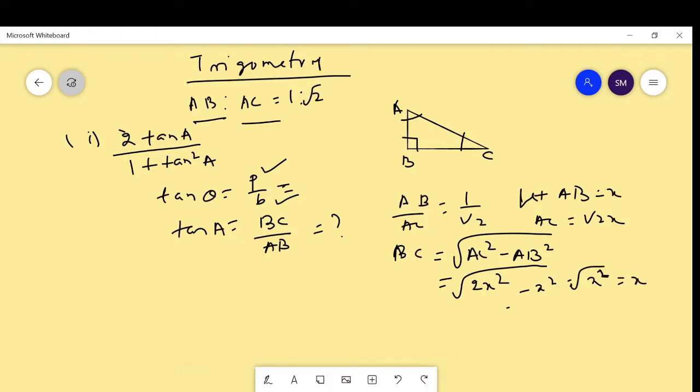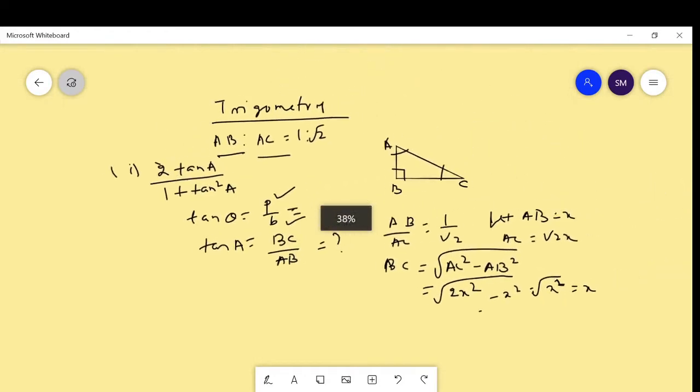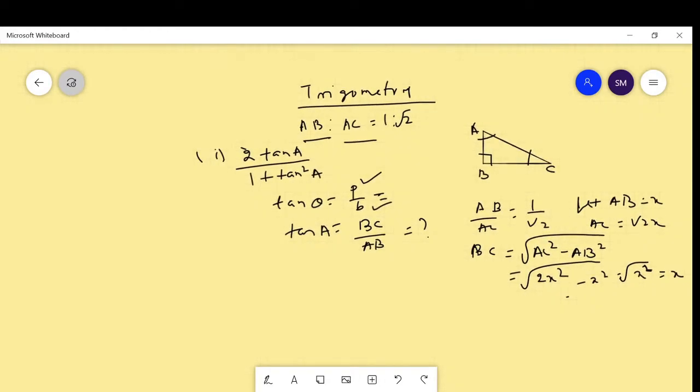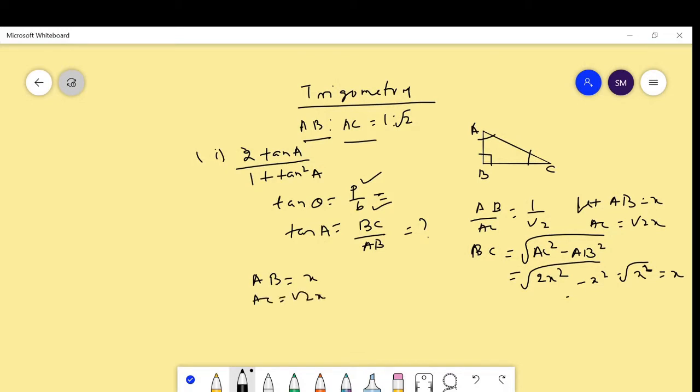Then here we get AB is equal to x, AC is equal to root 2x, while BC is equal to x. Then tan A is equal to BC upon AB, which is equal to x upon x, is equal to 1.